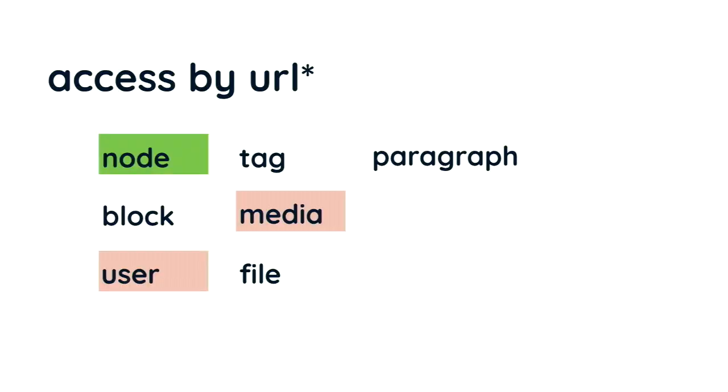Now, other things can be accessed. I've highlighted media and user in red because they can be accessed by a URL, but it's not really about a technical ability. It's more about what your intentions are with your website. Most websites, you don't tend to access a user page by user slash 123. But you can. When you start adding other modules into the mix, suddenly all other types of entities can be accessed by a URL.